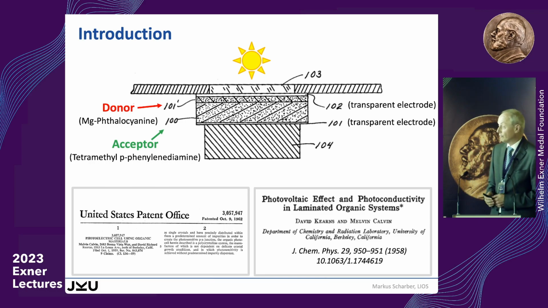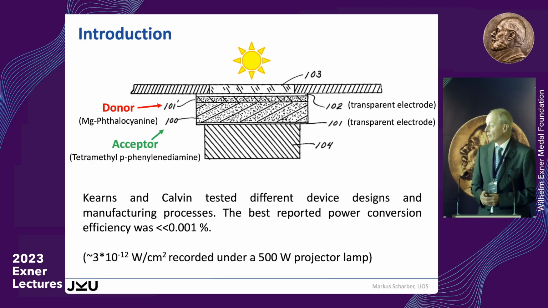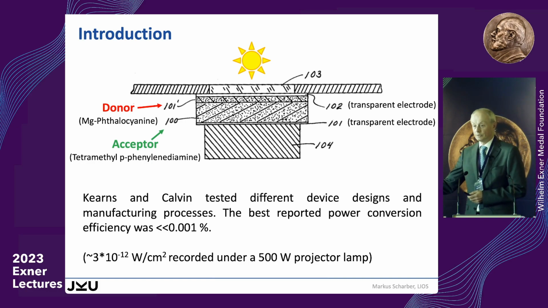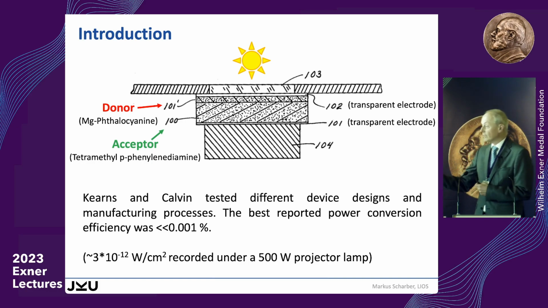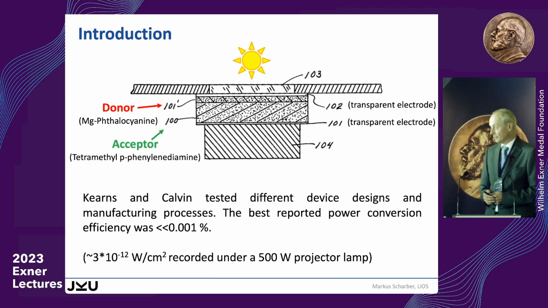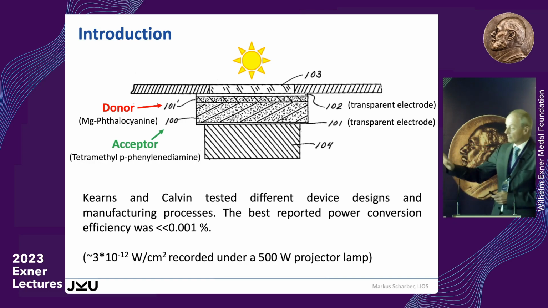It's a little bit unfortunate, because the solar cell Cairns and Calvin prepared at the time was essentially not working. The power conversion efficiency was much, much smaller than 0.001%. So at the end, it showed some kind of photoactivity, but considering this a working solar cell is, I would say, very ambitious.